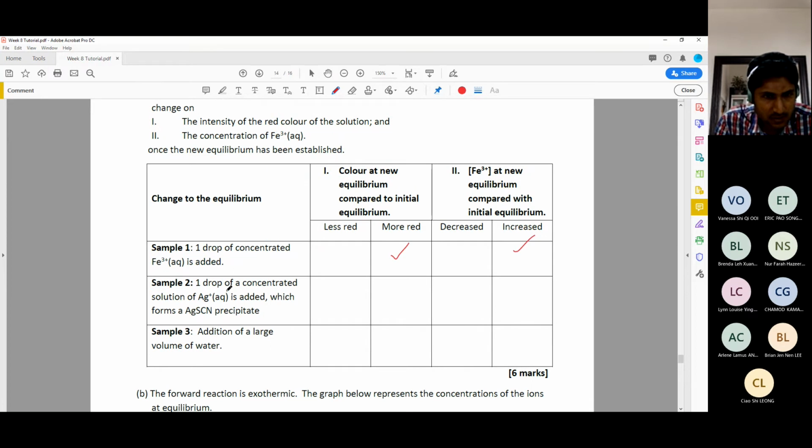Sample 2, 1 drop of concentrated solution of silver is added, which forms silver thiocyanate precipitate.